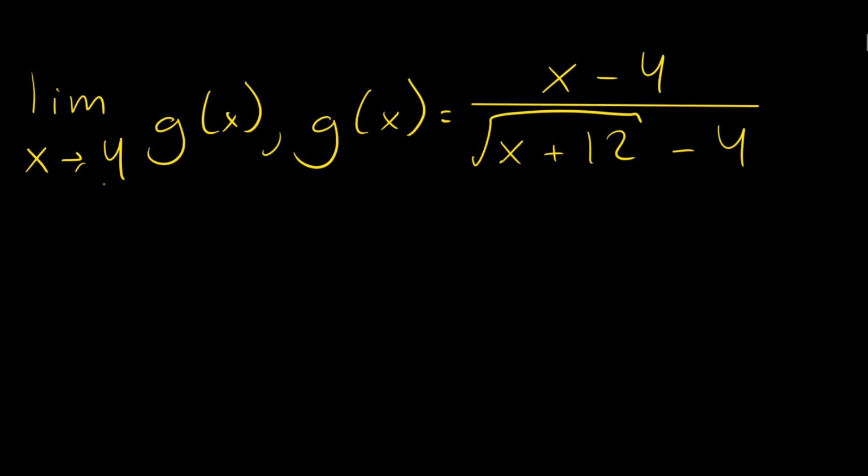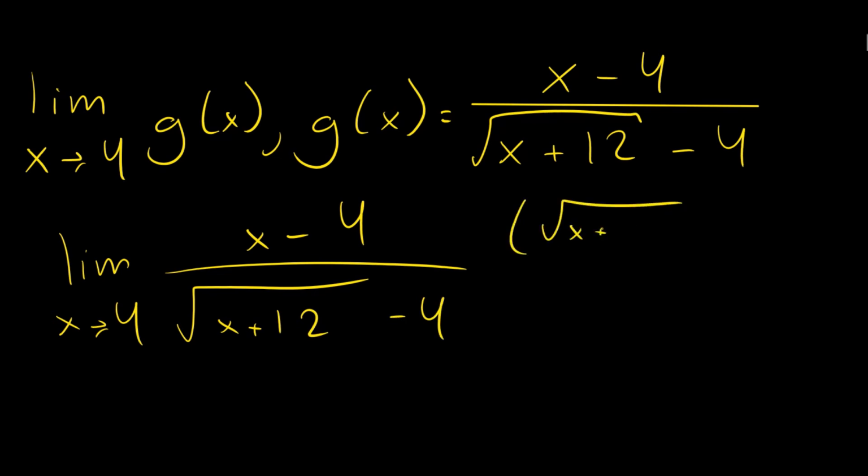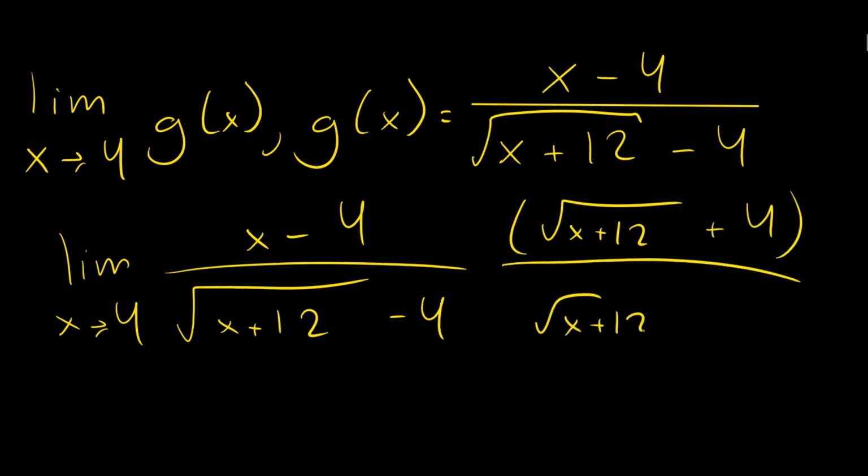And by the way, if you were to plug in x equals 4 into g of x, you would get a 0 divided by 0 situation. So that's what would justify us doing algebra in the first place. Okay, so let's multiply by the conjugate. Let's take the limit as x approaches 4. And on the numerator, we will have the x minus 4. And on the denominator, we will have just the same thing as before, the square root of x plus 12 minus 4. But then now we will multiply by the square root of x plus 12 plus 4 on the top and on the bottom.